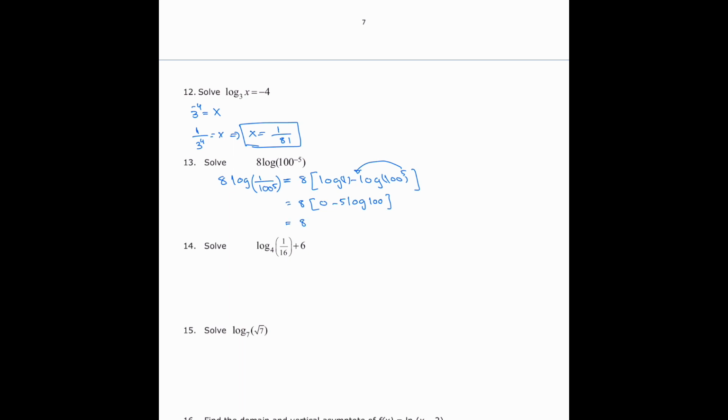And that is equal to 8 times 0 minus anything is the same amount, so minus 5 log, we can write 100 as 10 to the 2nd power. Since the base is not written, it's 10. Now we're going to bring that power down. So it's going to be 8 times -5 times 2 log base 10 of 10. Log base 10 of 10 is equal to 1. So this is 8 times -10. -5 times 2 is -10 times 1. So it's equal to -80.